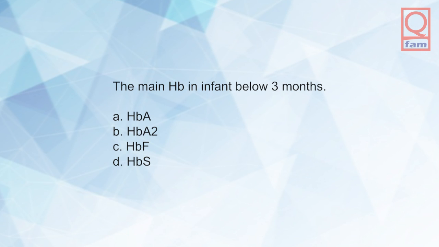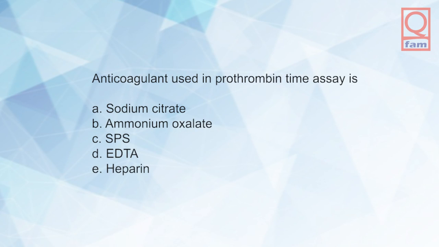The answer is C. Hemoglobin F. Anticoagulant used in prothrombin time assay is? A. Sodium citrate. B. Ammonium oxalate. C. SPS. D. EDTA. E. Heparin. The answer is A. Sodium citrate.